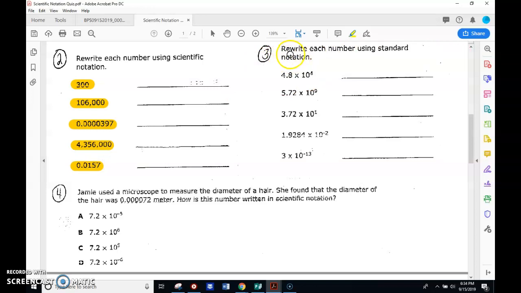Number 3, rewrite each number using standard notation. 4.8 times 10 to the 4th power. 5.72 times 10 to the 9th power. 3.72 times 10 to the 1st power. 1.9284 times 10 to the 2nd power. Do not do 3 times 10 to the negative 13. If you want to, I will consider it extra credit.